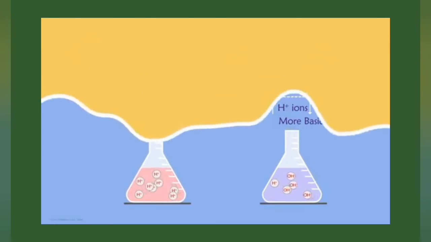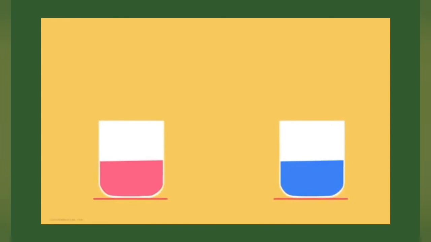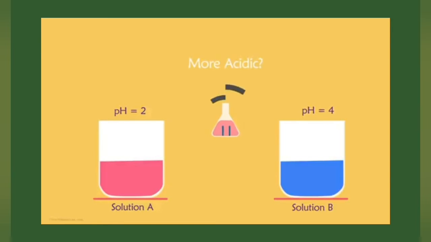Let's take a very basic test to check if you've understood the concept of the pH scale. I have two solutions, A and B. Solution A has a pH of 2 and solution B has a pH of 4. Which one is more acidic?